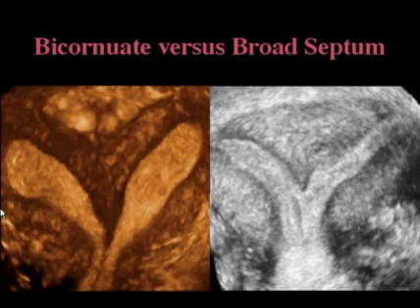And you can see that the uterine cavity looks the same in both of these. And if you did a hysterosalpingogram, they would look the same. But they are very different entities because one is actually a septum and the other one is a bicornuate uterus.